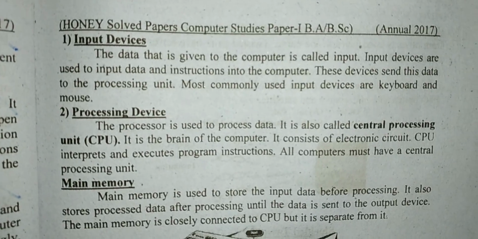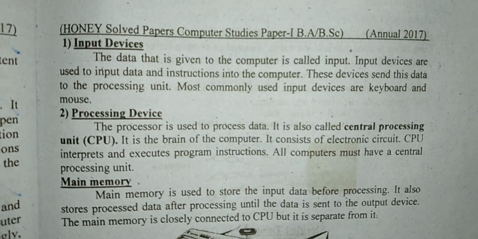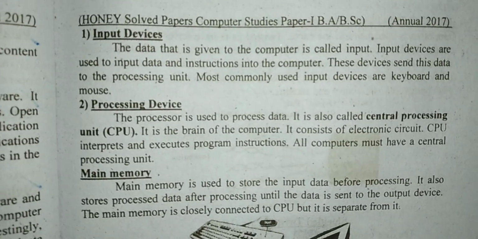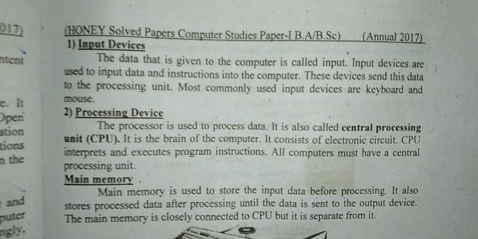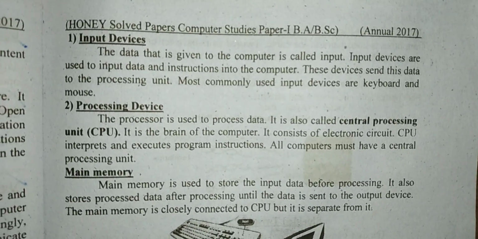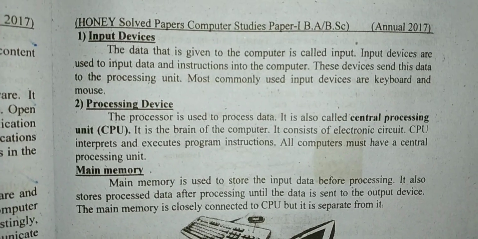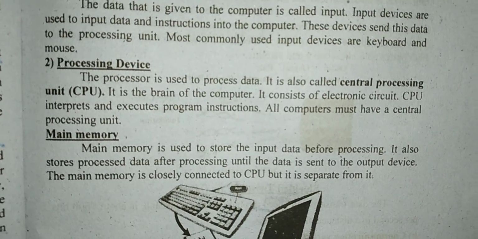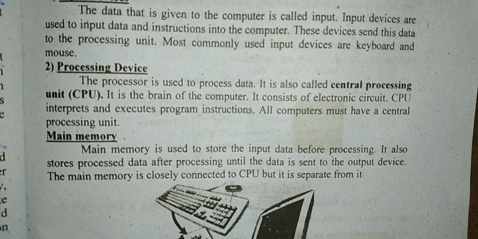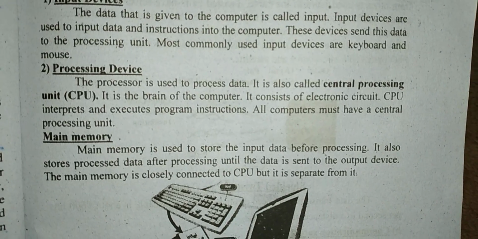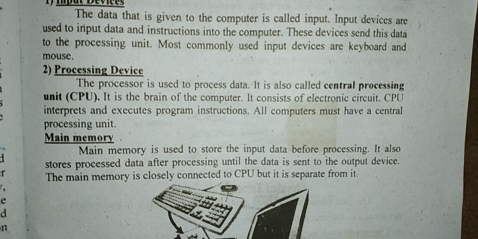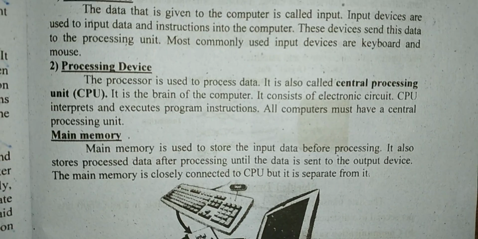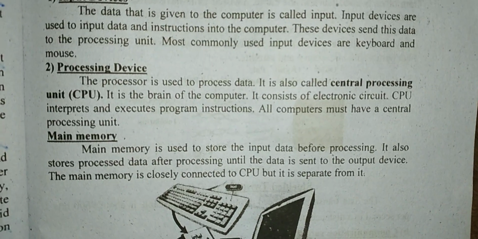Processing device. The processor is used to process data. It is also called the central processing unit, CPU. It is the brain of the computer. It consists of electronic circuits. The CPU interprets and executes program instructions. All computers must have a central processing unit. Main memory is used to store input data before processing. It also stores processed data after processing until the system sends it to the output device. The main memory is closely connected to the CPU, but it is separate from it.